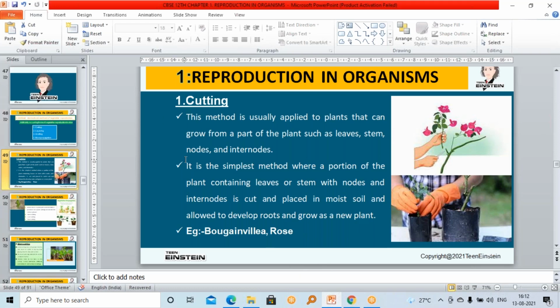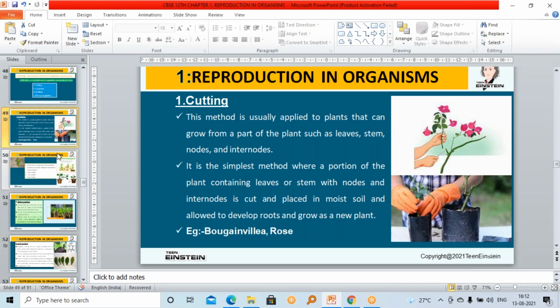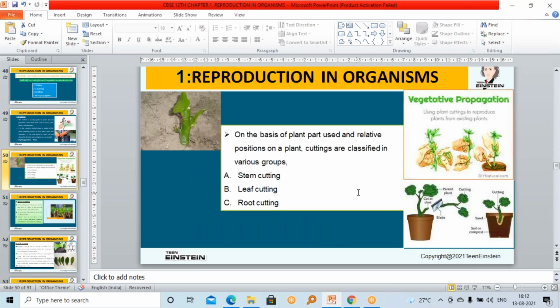So what are you doing? The parent plant which is suitable for vegetative propagation is cut. Then it is placed in moist soil and you leave it for a few days, providing proper nutrients and water. Then what will happen? After a few days it will produce roots. Then you can grow this plant as a separate complete plant. Examples are rose and bougainvillea.